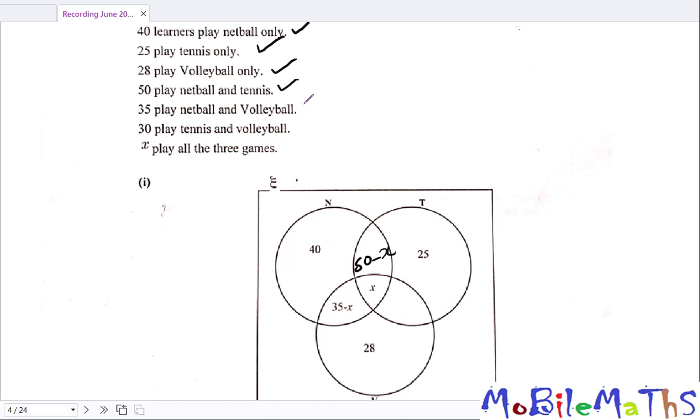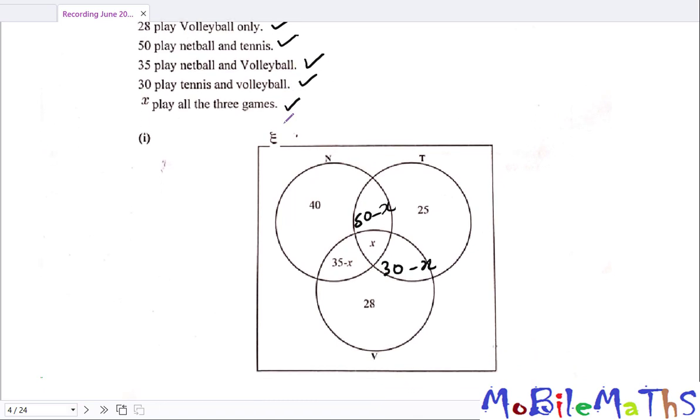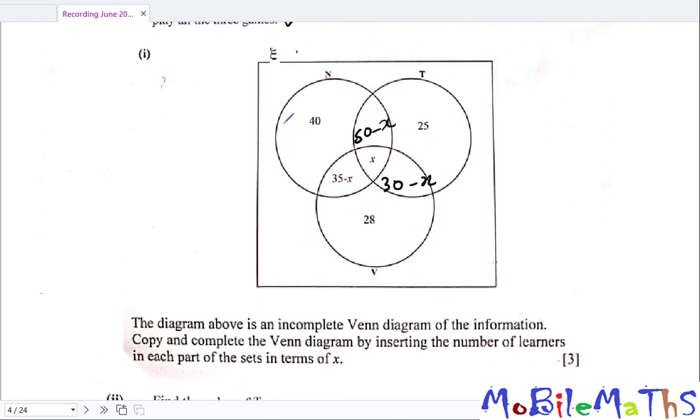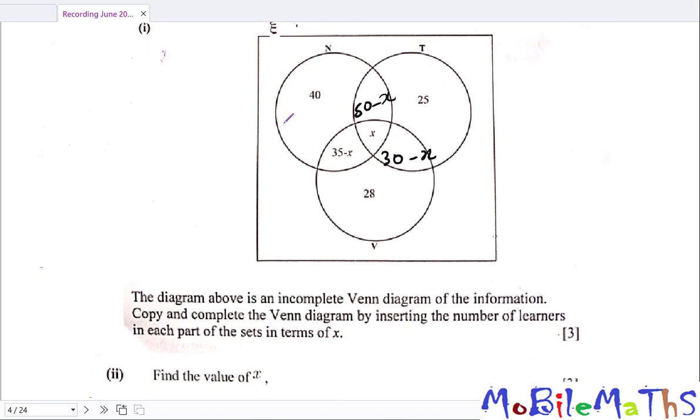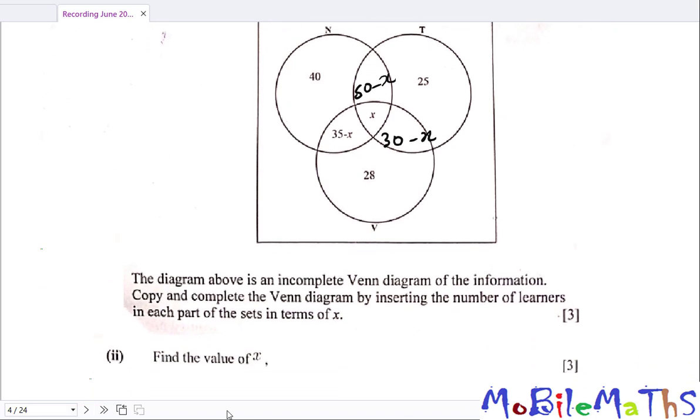Then the next one, 30 play tennis and volleyball. So for tennis and volleyball, we are going to say 30 minus x. Then x play all three games. This one they have filled in for us. So we have completed everything on our Venn diagram, and you are going to get yourself some marks there. So there were 3 marks for just completing that. Now the next question is saying find the value of x.